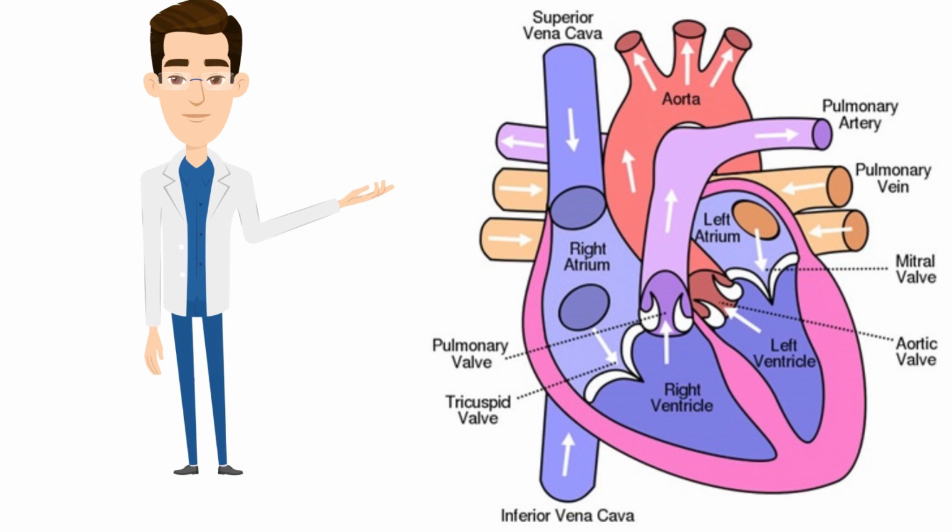7. The powerful left ventricle pumps oxygenated blood through the aortic valve into the aorta. 8. The aorta distributes oxygenated blood throughout the body.